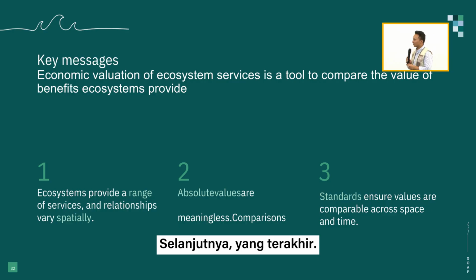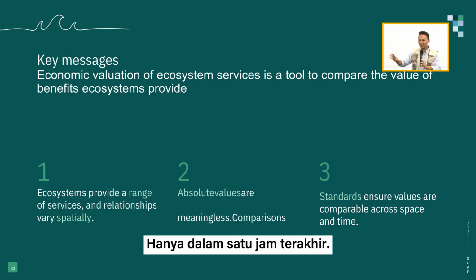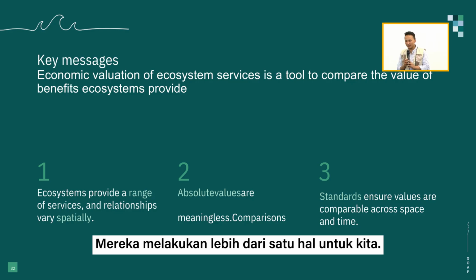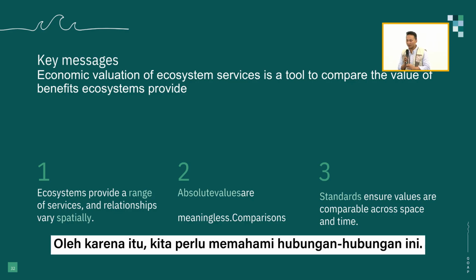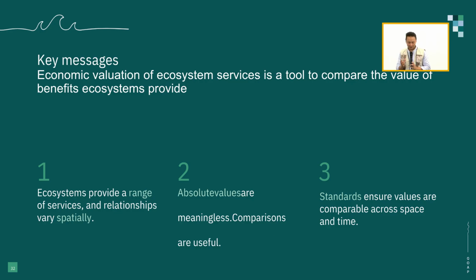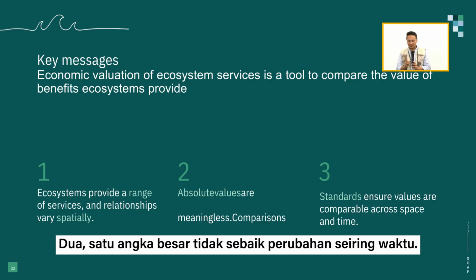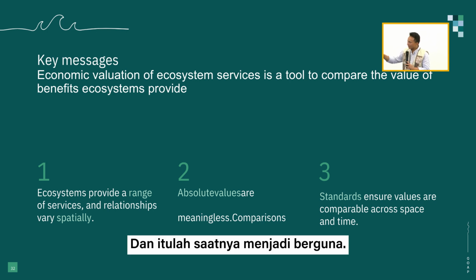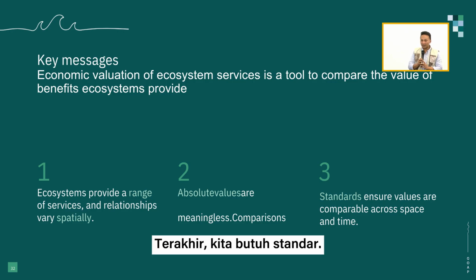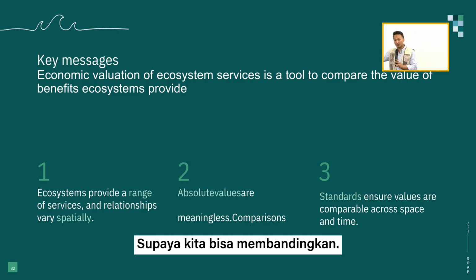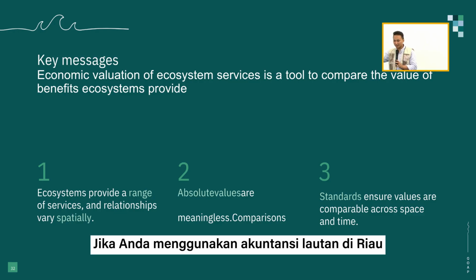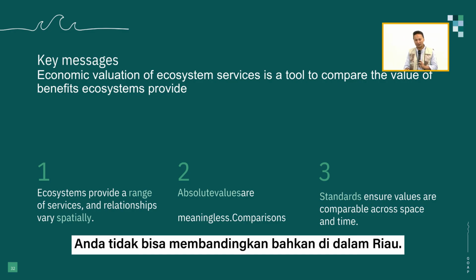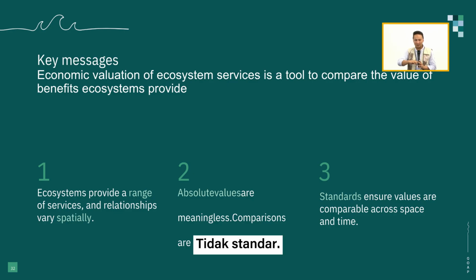So next, last one. These are the key messages just from the last hour. One, we remember that ecosystems, they do more than one thing for us. They do many things. And so we need to understand these relationships spatially. Two, one big number is not as useful as change over time. We need to look at the change. And that's when it becomes useful. And last is that we need standards so that we can compare. If you use ocean accounting in Riau, you can compare all the way to West Papua. If you use welfare, you cannot compare even within Riau. It is not standard.